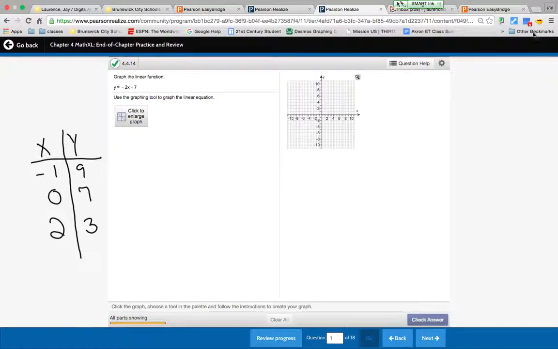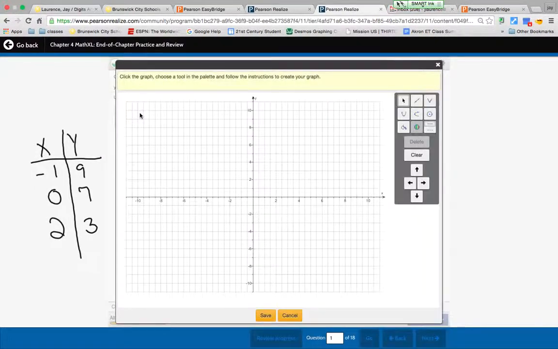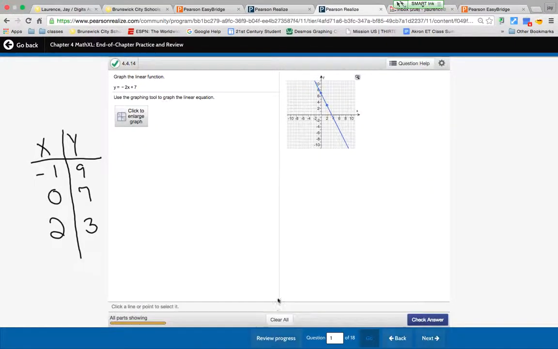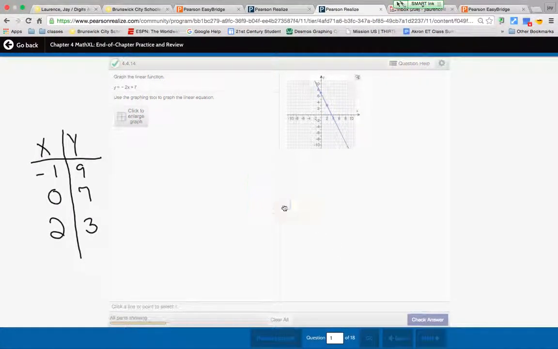But I'm going to graph them now. So I come over here to this line tool and I do 2, 1, 2, 3. I also need 0, 7. So I go over to where 0 and 7 meet up, and there we go. Now, if I'm right, negative 1 should be up at 9. Negative 1 looks like it's about there. And look at that. It's at 9, isn't it? Yeah. All right. So I'm going to save it. There's a picture. I will check my answer, and yippee skippy for me.